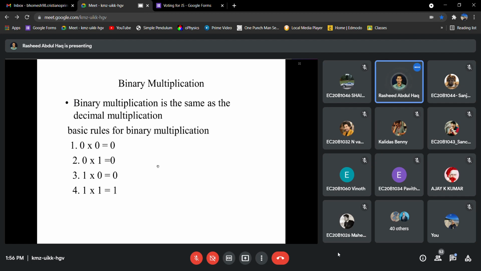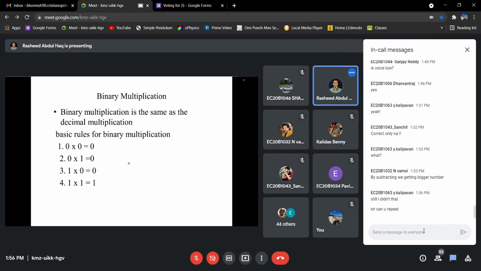If anybody is having the doubt why we are having just 4 rules, it's because when we were in school, we studied the decimal number system, which had 9 numbers. So we had to study the whole multiplication table. But when it comes to binary, we just have 0 into 0, 0 into 1. When it comes to the multiplication table of 1, it is 1 into 0, 1 into 1. Okay, so these are the 4 rules. 0 into 0 is equal to 0, 0 into 1 is equal to 0, 1 into 0 is equal to 0, 1 into 1 is equal to 1.